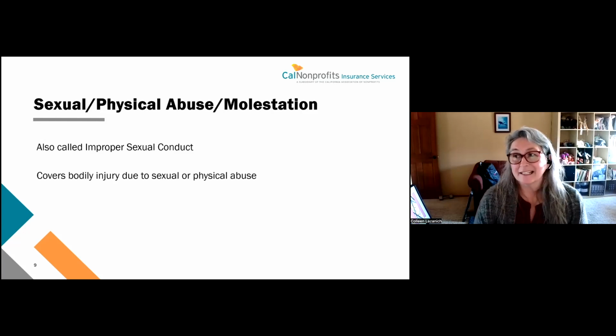This is a non-standard form. Each carrier's form is going to be worded differently and cover different portions. Some of them, for example, will cover defense costs for the alleged perpetrator for a period of time if it's beneficial to the organization. Others don't provide any coverage for that. So each form is different because it's non-standard, whereas your general liability form is a standard form.